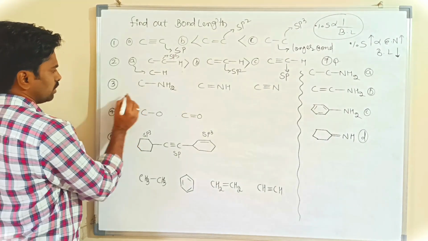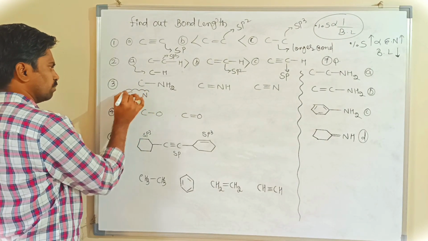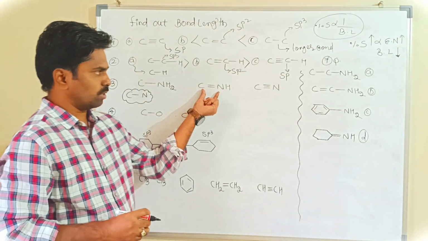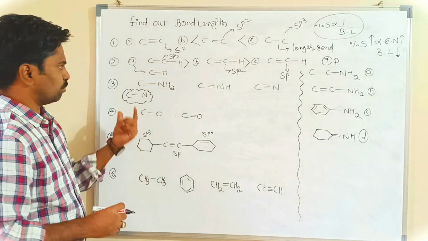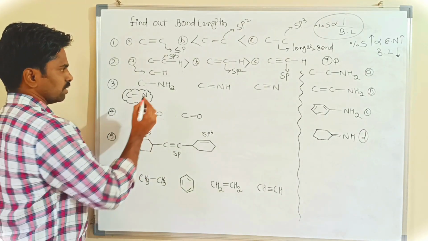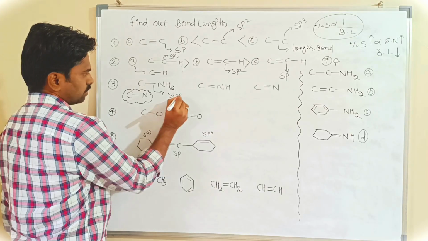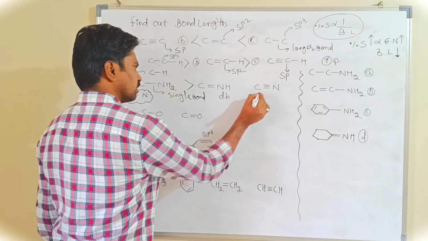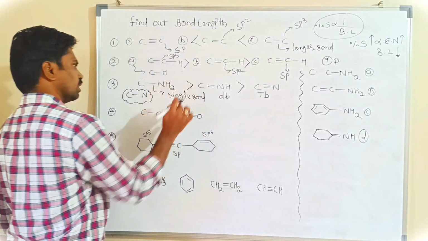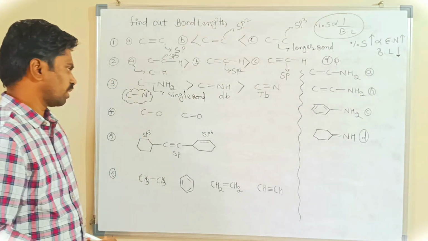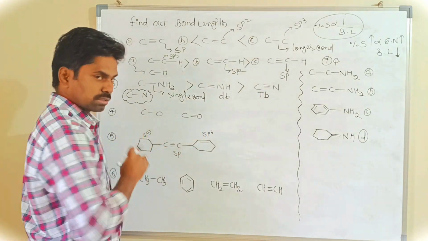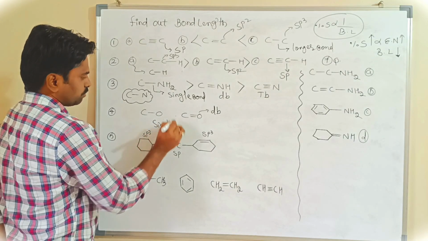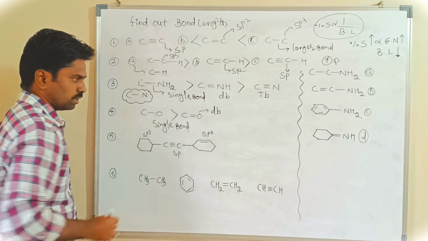Let us see the next question: the bond length between carbon and nitrogen. Which has the highest? Here is a carbon-nitrogen bond, here is a carbon-nitrogen bond, and here is a carbon-nitrogen bond. In that, which bond length is the highest? Obviously the single bond is the longer bond. This is a double bond, and this is a triple bond. So finally the single bond is the longest, then the double, then the triple bond. Coming to the carbon and oxygen bond length, there is a double bond here and a single bond there. So the single bond is longer than the double bond.